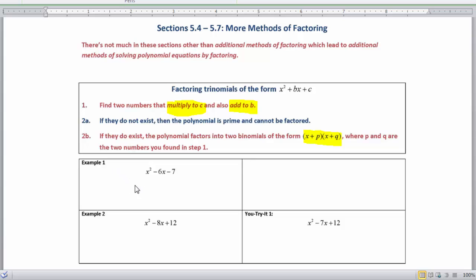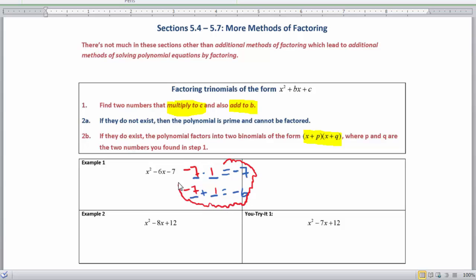Now, the first one is x squared minus 6x minus 7. So what you're asking yourself, step one, is you're looking for two numbers that are going to multiply to negative 7, and at the same time, add up to negative 6, because c is negative 7 and b is negative 6. Well, what are they? There's only one pair of numbers that will work with this, and that would be negative 7 and positive 1.